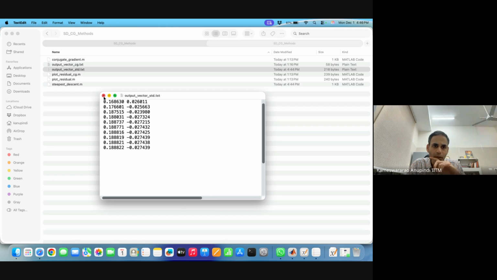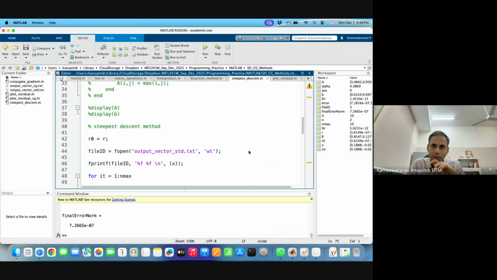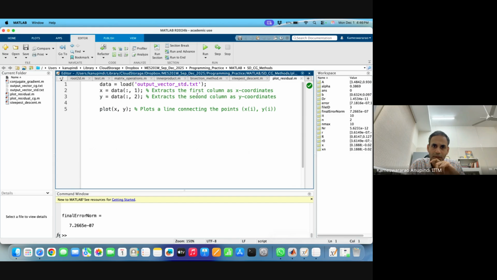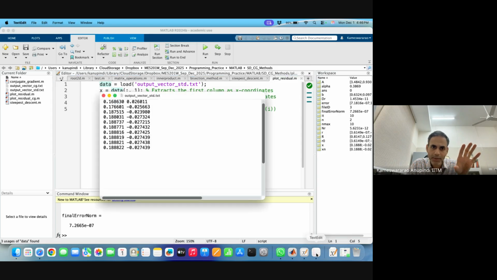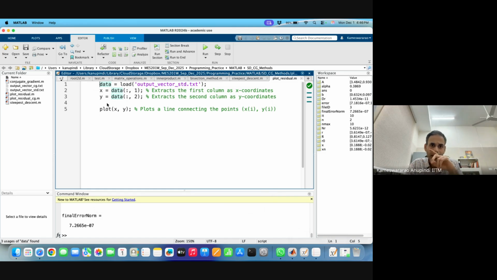Now what I want to do is plot all these x values and see how it is searching. For that I'm looking at another MATLAB code, which is loading output vector standard.txt, exactly the same as this file. This is the x values. Column 1 contains the x coordinate, column 2 contains the y coordinate. It is just plotting it. Okay, let us run this and see.